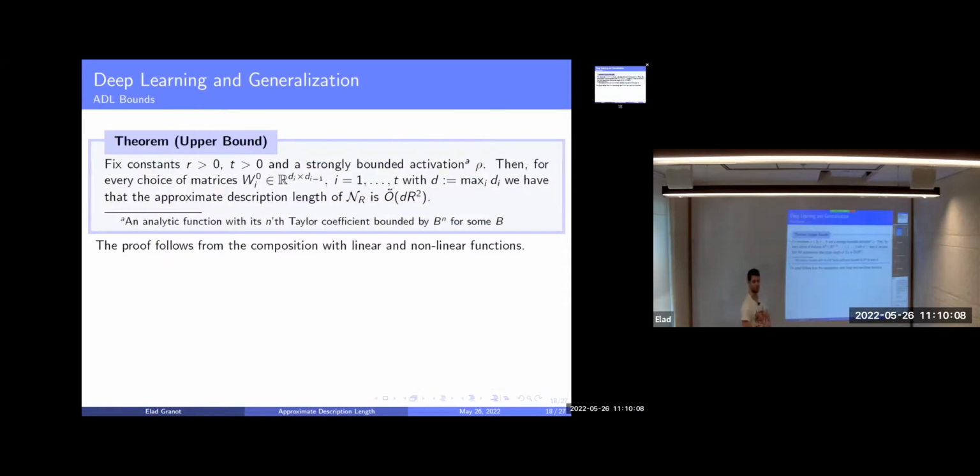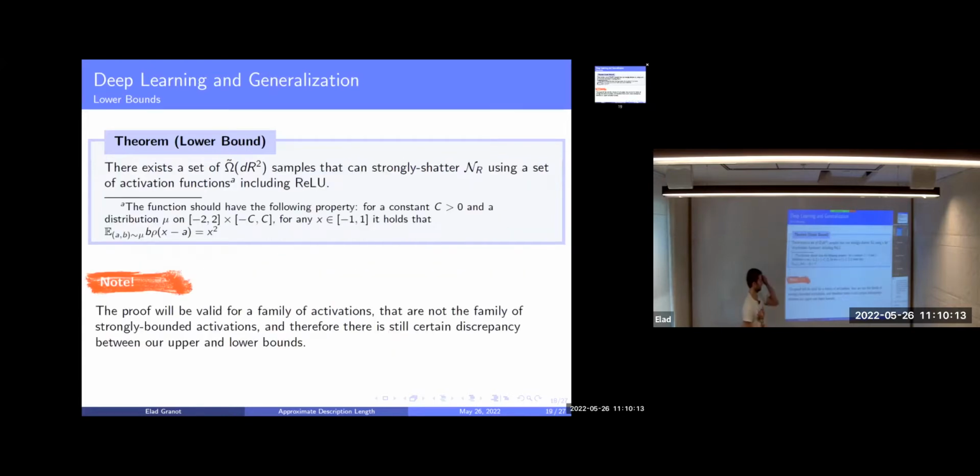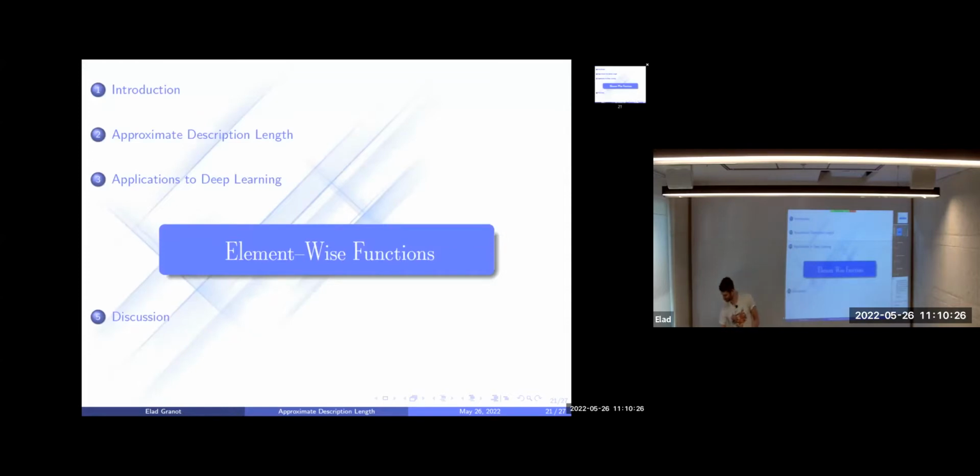Okay. So this is a nice result, I think. And okay, so this is the proof. I will not go over it, I think. My time will be over.